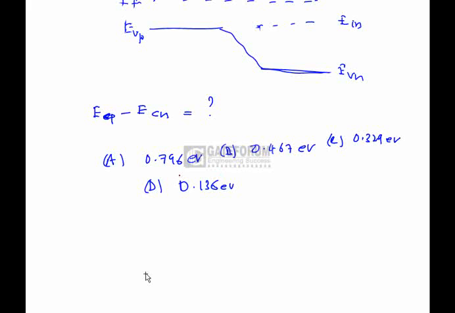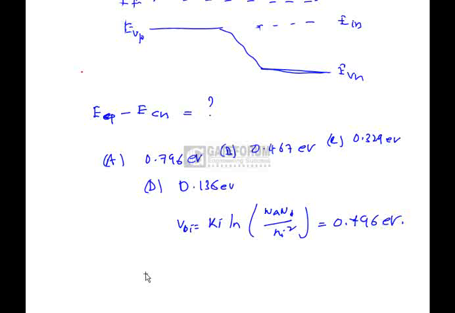Here the question is, an abrupt silicon PN junction has Na equal to 10 power 18 per cubic centimeter on one side and Nd equal to 5 into 10 power 15 per cubic centimeter, at room temperature. We need to find ECP minus ECN, which is nothing but the built-in potential, equal to kT natural logarithm of Na Nd by Ni square, which equals 0.796 electron volt. Hence option A is correct, that is 0.796.